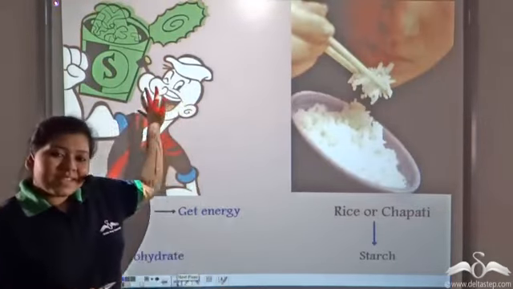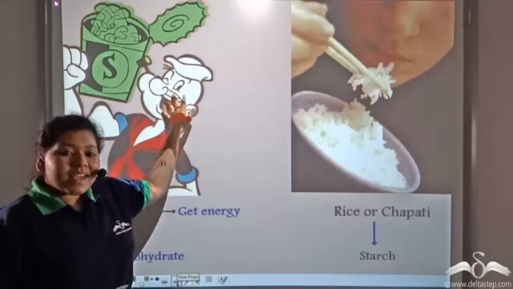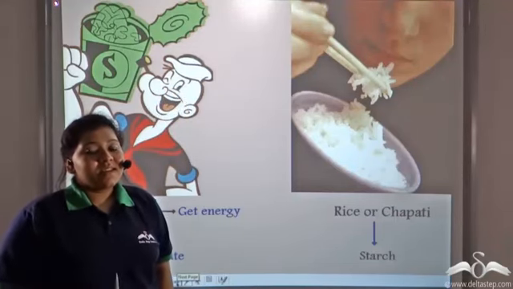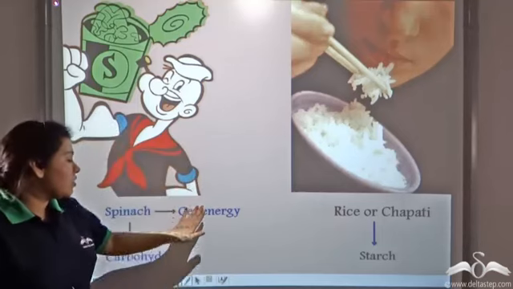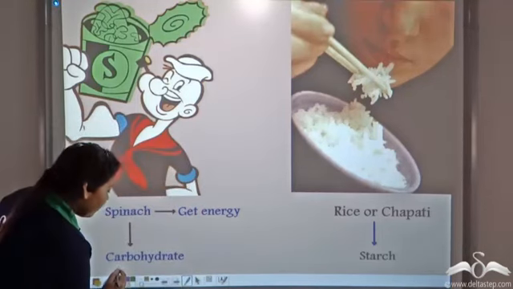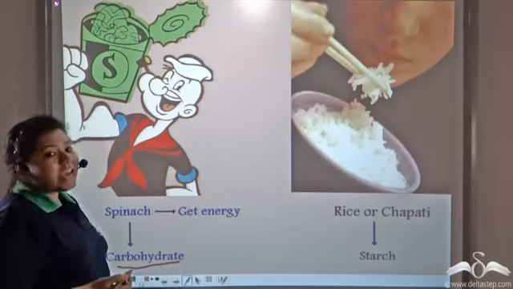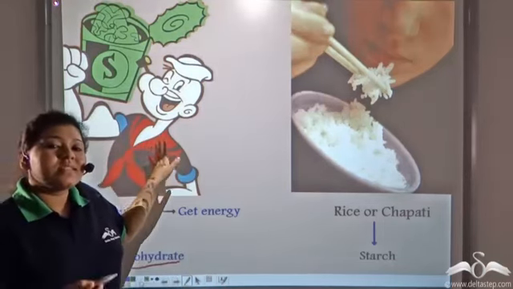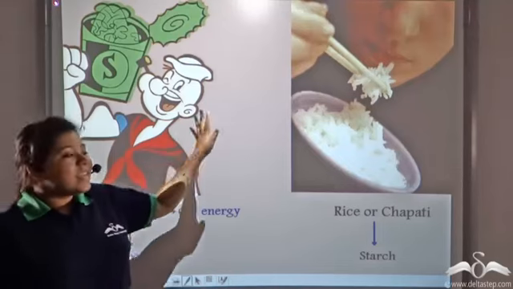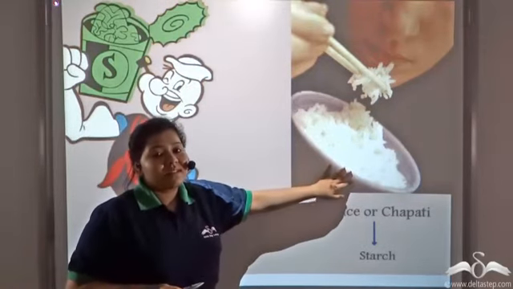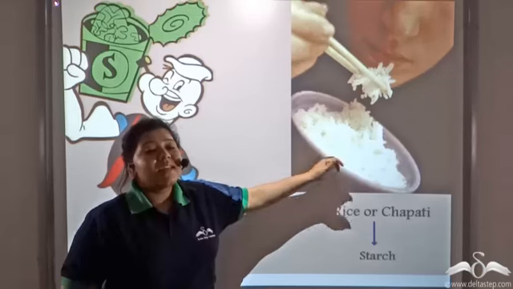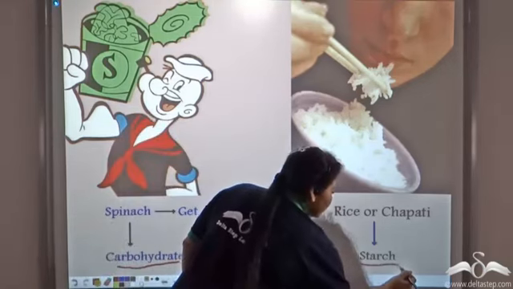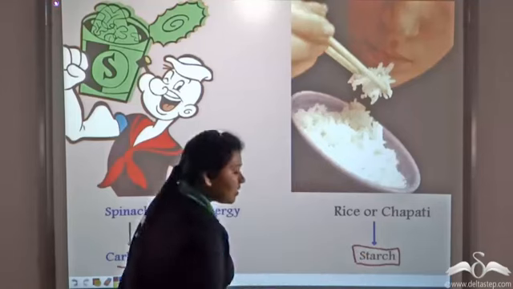You all know Popeye the Sailor Man? Well, Popeye has spinach and he gets instant energy. So spinach also has carbohydrate in it, which provides the energy. But we do not have spinach as a staple food. We generally eat rice or chapati. Rice and chapati contain a carbohydrate known as starch, which is a polysaccharide.